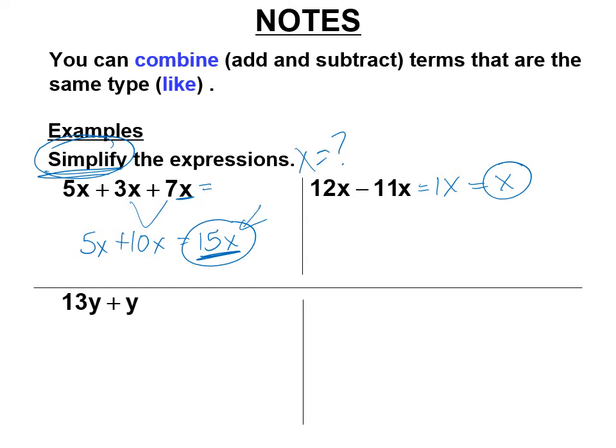It doesn't just work for x. It works for y. So that is 14y. There's 1 y there. So remember, we don't write those coefficients when they're 1s or negative 1s. All right? So we're going to do this with integers as well. So that's negative 1xy plus 7xy. Add those together and you get positive 6xy, because negative 1 plus 7 is 6.